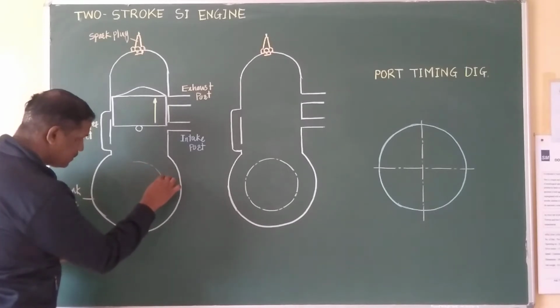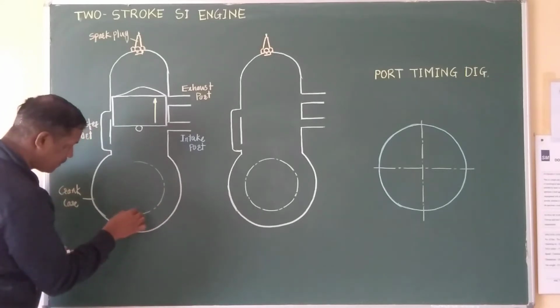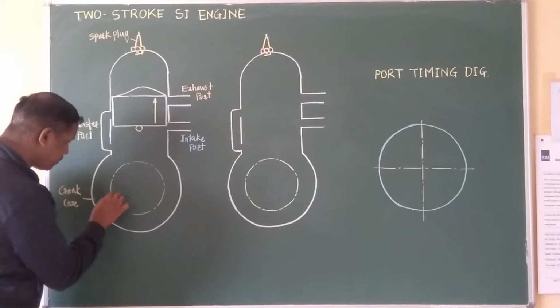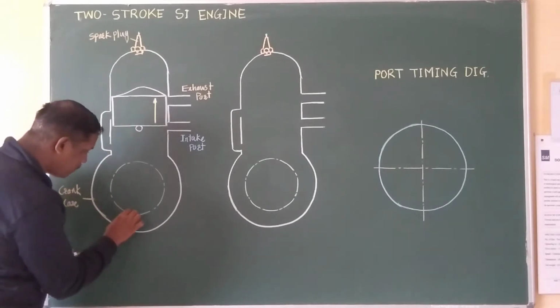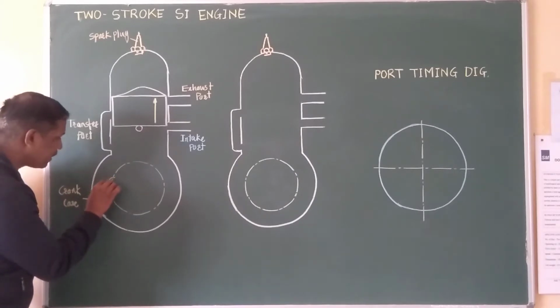Now for the remaining part, the crankshaft. We have to draw a small circle at the bottom of the piston. Then we have to draw one circle, that is the crankshaft circle.